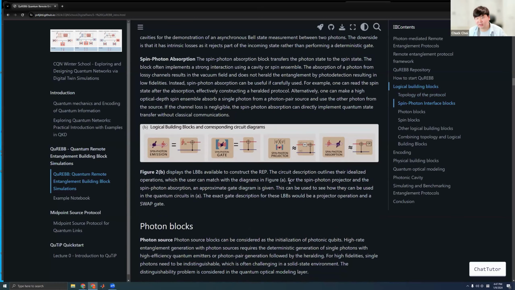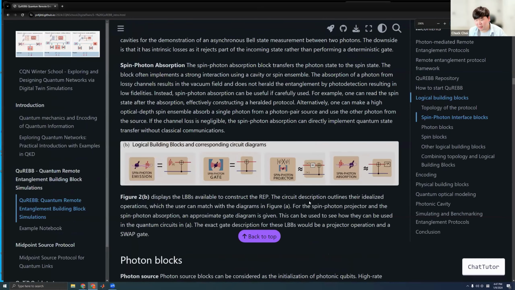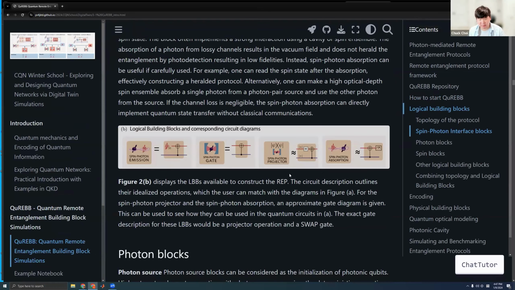And another popular way of implementing the CNOT gate is actually the spin photon projector, because sometimes these spins are having optical transitions that are too similar, saying that their energy separation is about the same, so that we cannot deal with this with optical filters. Then we need to use the spin photon projector, so-called.